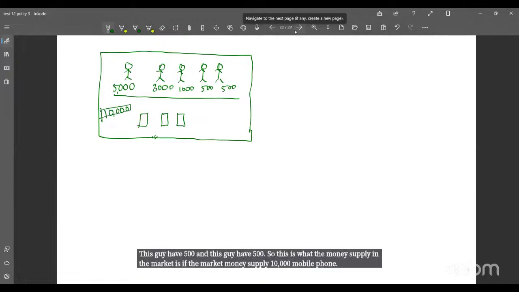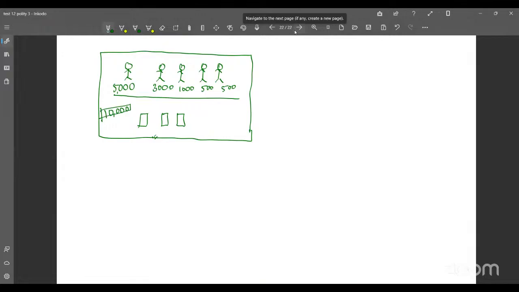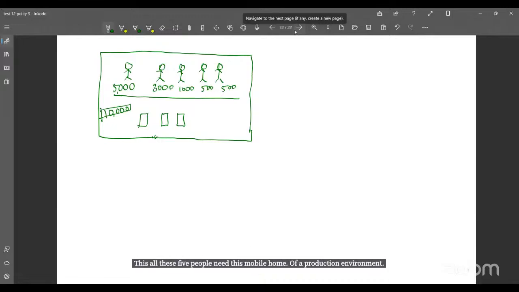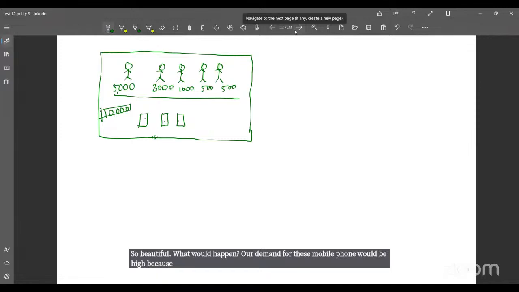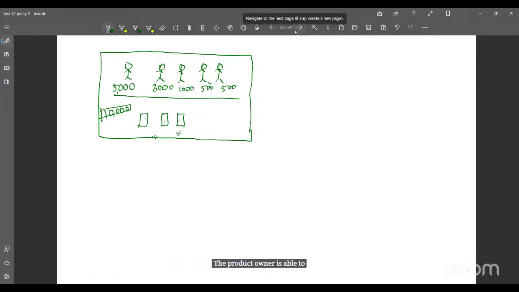ஸோ அப்படி இருக்க போகும்போது all these 5 people need this mobile phone. அப்போ ப்ரொடக்ஷன் எவ்வளவு நடந்திருக்கு அப்படின்னு பாத்தீங்கன்னா 3 மொபைல் ஃபோன் தான் நடந்திருக்கு அந்த வருஷத்துல. ஸோ அப்படி இருக்க போகும்போது what would happen அப்படின்னு பாத்தீங்கன்னா demand for these mobile phones would be high because there are 5 people who want 3 mobile phones. There is a high demand. Everybody has money in their hand. பட் விஷயம் என்னன்னு கேட்டீங்கன்னா how the price of this product is decided. இந்த ப்ராடக்டோட பிரைஸ் எப்படி டிசைட் ஆகுதுன்னு பாத்தீங்கன்னா, மணி வாட் தே ஹேவ் வித் இன் தேர் ஹேண்ட்.